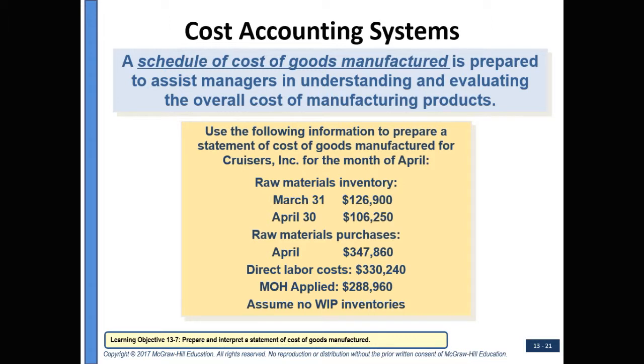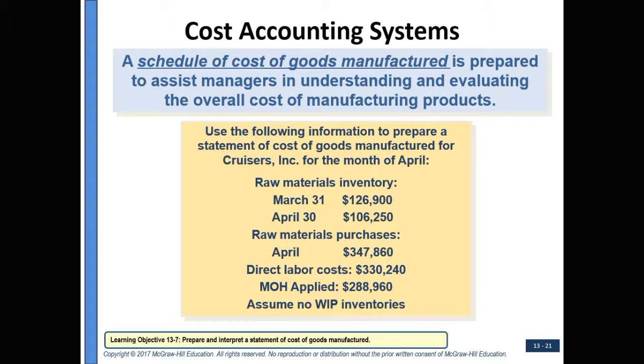One of the things that we do create is called a schedule of cost of goods manufactured. This really helps managers understand and evaluate the overall cost of manufacturing products. It is sometimes easy to lose sight of some of the smaller, what we assume are smaller, more indirect things that can actually have a very large impact. We will use the following information to prepare that statement for Cruisers for the month of April.